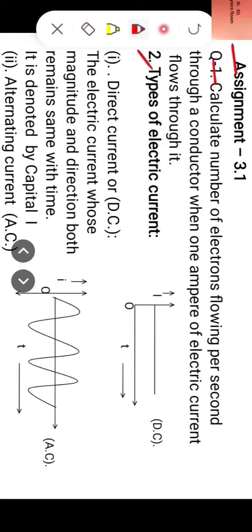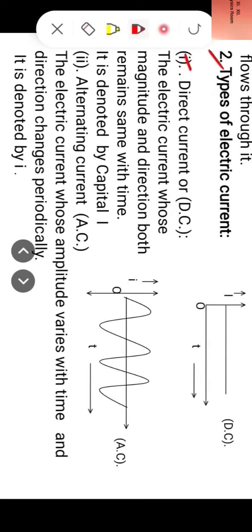Now second, types of electric current. First, direct current or DC. The electric current whose magnitude and direction both remain the same with time is called direct current or DC. It is denoted by capital I. Here in the graph you can see current along the positive y-axis and time along the positive x-axis, and the magnitude remains constant with time. So it represents direct current, DC.